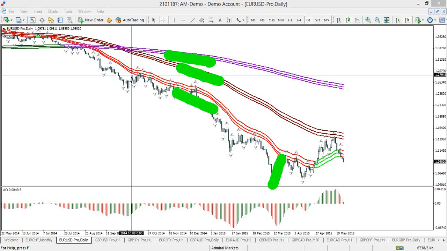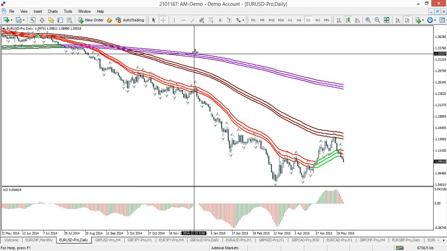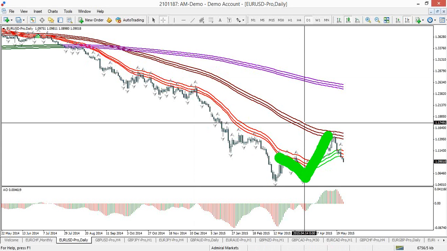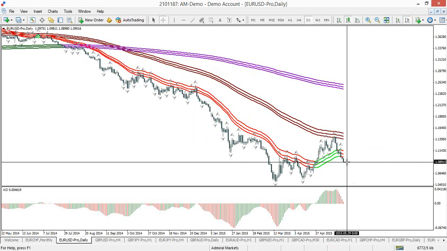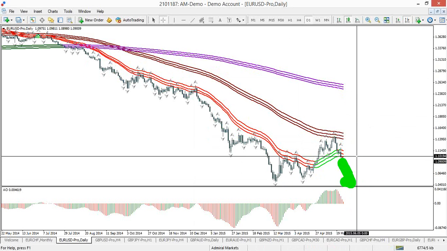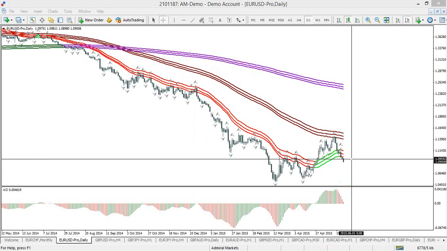Eurodollar retraced on the daily chart up to the 21, moved away from it again, made weakness, and then moved up to the 136 here. Now we're breaking again below the 21. So there are two scenarios in my opinion: this is a breakout, or this is still perhaps a bigger correction. Personally, I'm leaning towards the second.